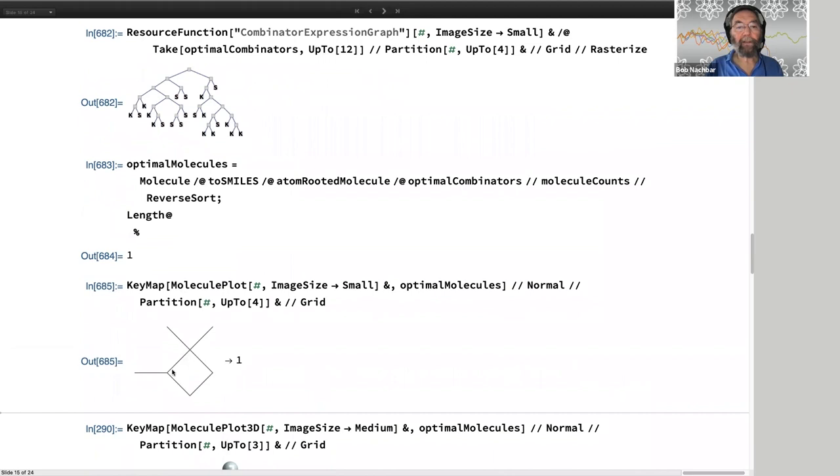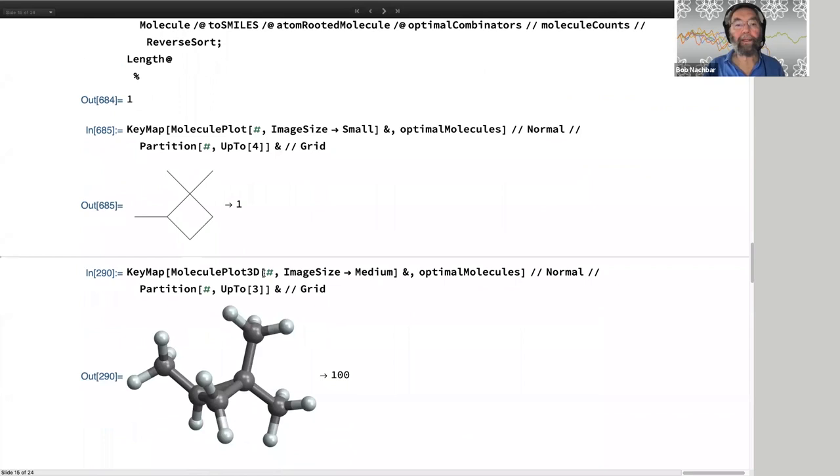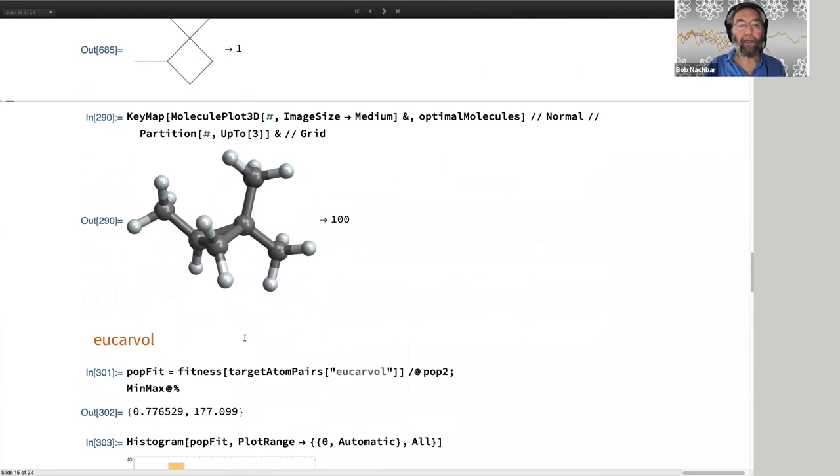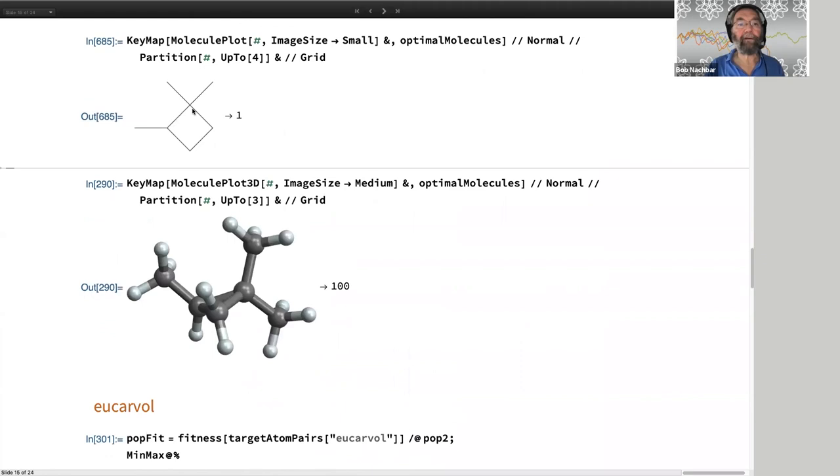And it's not quite what we were after. It has some semblance to it, but not the actual one. We can look at the next larger size. It's got a 4-membered ring instead of a 3-membered ring. It does have 2 methyl groups attached to it, like the target molecule did, but it's not the 3-membered ring.